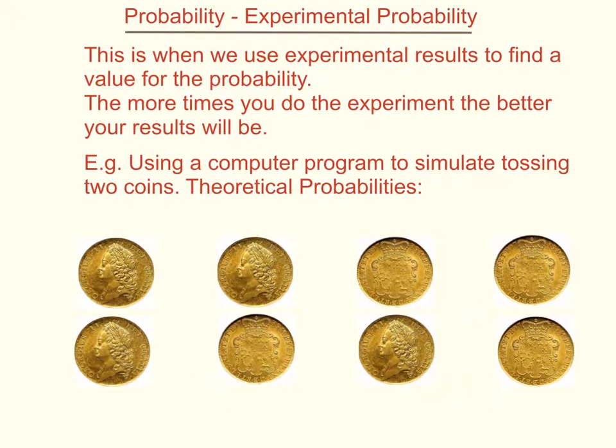So here are the four things that could happen theoretically. I could get two tails, a tail and a head, a head and a tail, or two heads. That means the probability of getting two tails is 1 out of 4. That's the theoretical probability. That's the same as 25%. So let's have a look at what happens when the computer pretends to toss the coins.